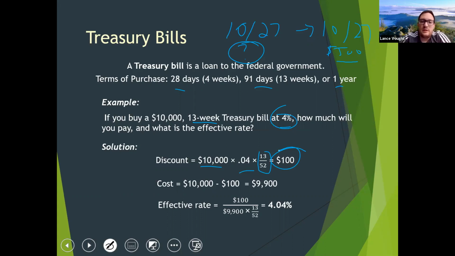So what you've determined is you're going to pay them $9,900 right now, and then in 13 weeks you're going to have $10,000. And then to calculate the effective rate, remember you take the proceed amount, not the original stated loan, and so the actual effective rate is 4.04%, which means that the actual return you're receiving is higher than the stated interest rate. So for you, it's a good deal.